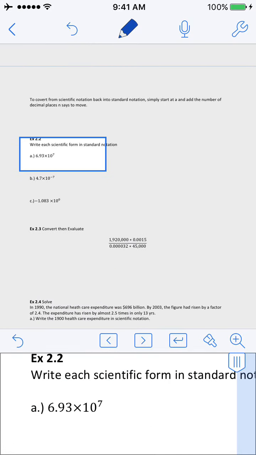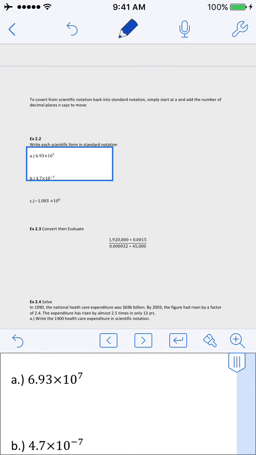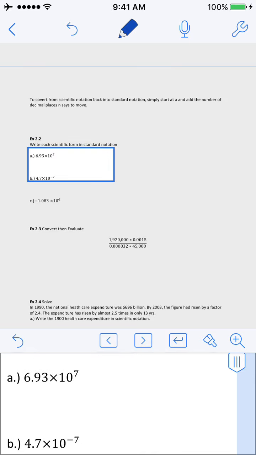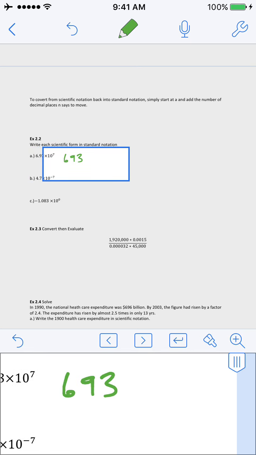Here I have 6.93 times 10 to the 7th. So in order to convert that back, I'm just going to undo what we did, right? I know that what this says is I had some number, I moved it 7 decimal places to the right, in order to get this 6.93 times 10 to the 7th. I know this number starts with 693, and I can see that I already moved 2 decimal places. So how many more decimal places do I need to move?